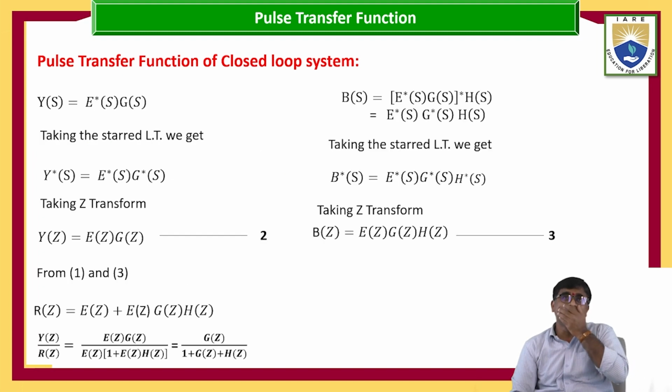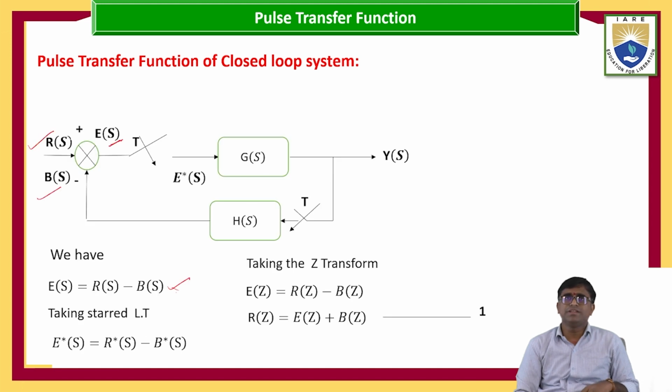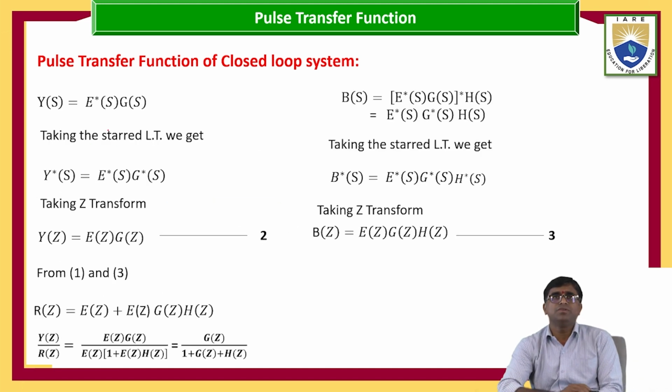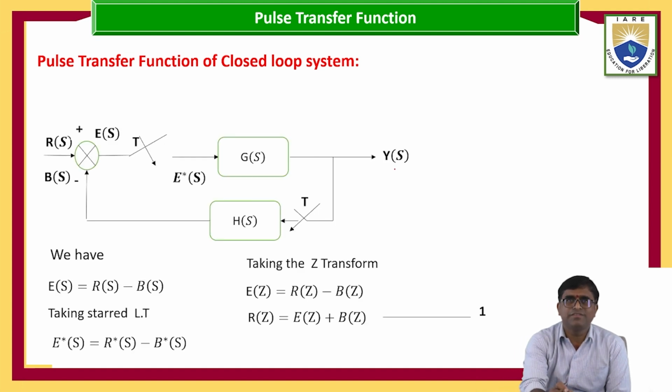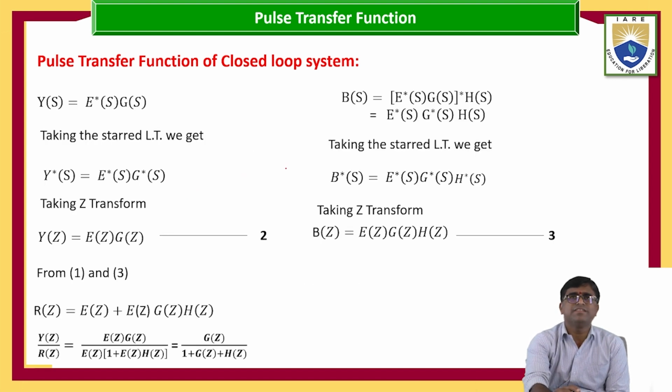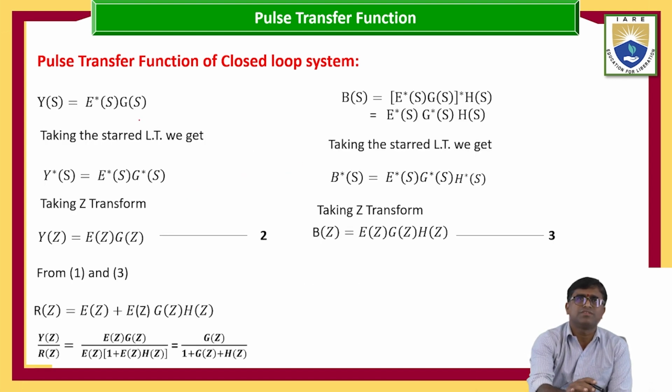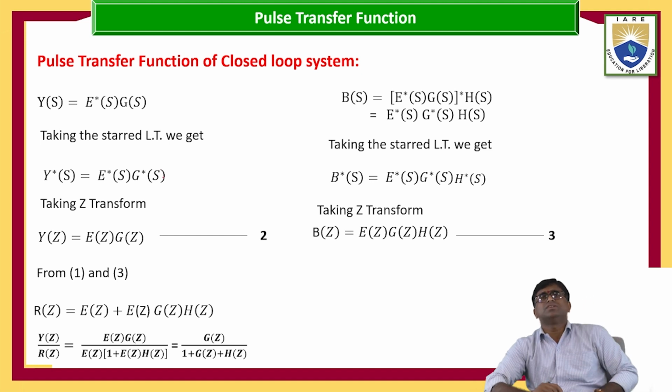Now, again from the diagram, see this diagram. E of S is completed. Now I am going to Y of S. Where is Y of S? Here, Y of S is there. For Y of S, how many blocks are coming on the output side? G of S into E star of S. So I am writing Y of S equals E star of S into G of S.